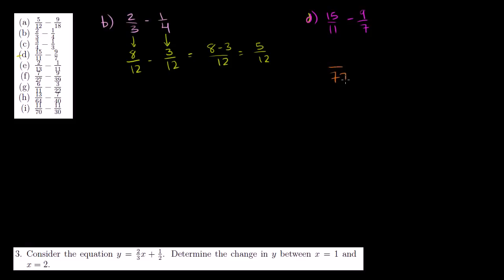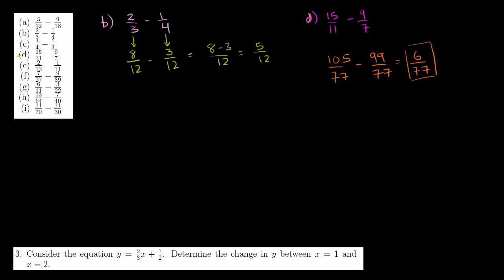So you have 77. To go from this 11 to 77, you have to multiply by 7. So 15 times 7 is 70 plus 35. That is 105. And then we have minus over 77. 7 times 11 is 77. 9 times 11 is 99. So this is going to be 105 minus 99 over 77. What's 105 minus 99? It is 6. And we are done. You can't reduce this anymore. 6 and 77 don't have any common factors.